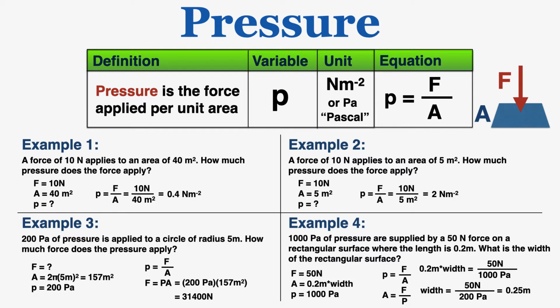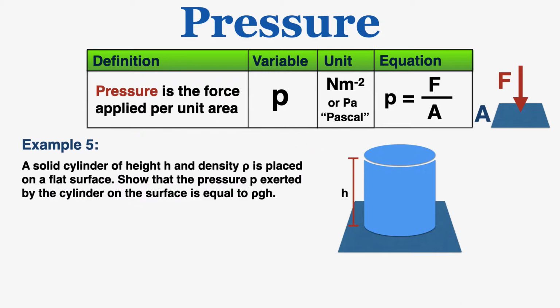There are some pressure problems where you have to calculate the area the pressure is applying to. In problem 3, you're given a circle of radius 5, so you just have to know that the area of a circle is pi times the radius squared. And in example 4, you're given a rectangle with a length of 0.2, and you need to calculate its width. So geometry comes into pressure equations at times. Example number 5 has some more complex geometry, so I want to show you how that works.